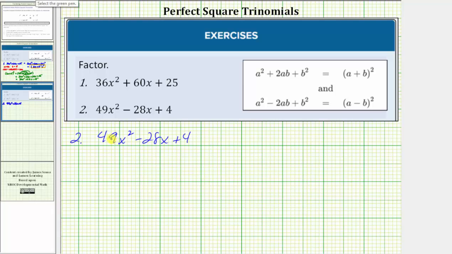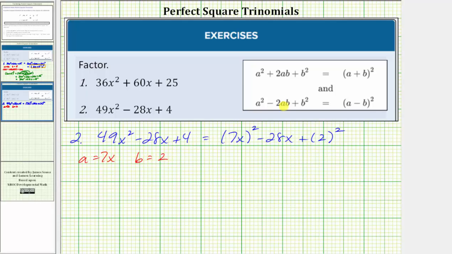Step 1 is to verify the first term and the third term are perfect squares. 49x squared is a perfect square. It's equal to the square of 7x. 4 is a perfect square. It's equal to 2 squared. Written in this form, we can easily identify the values of a and b. A equals 7x, b equals 2.